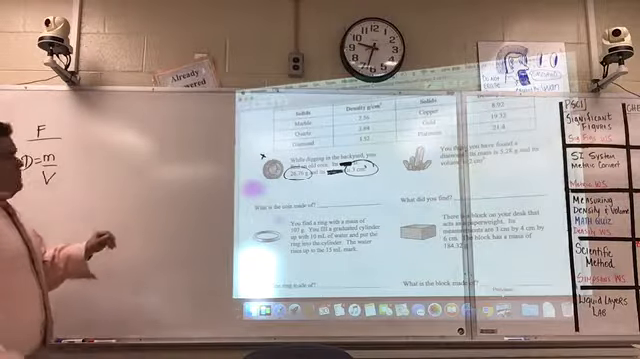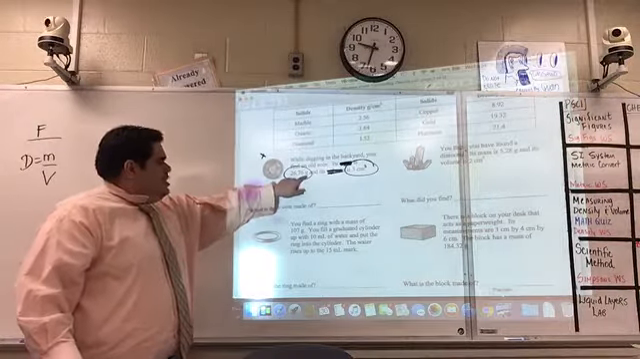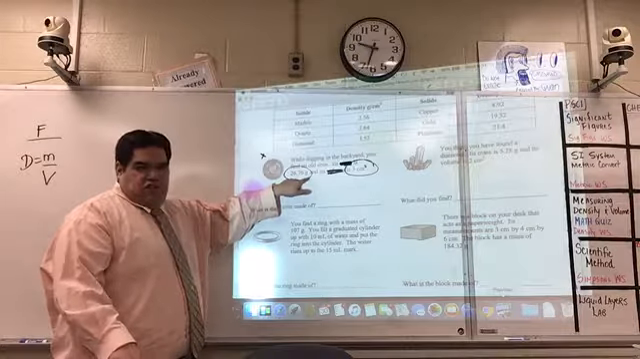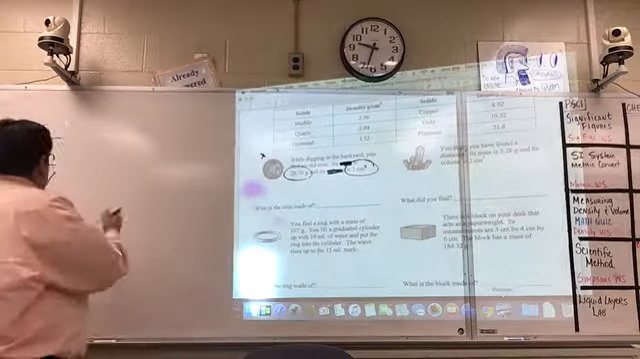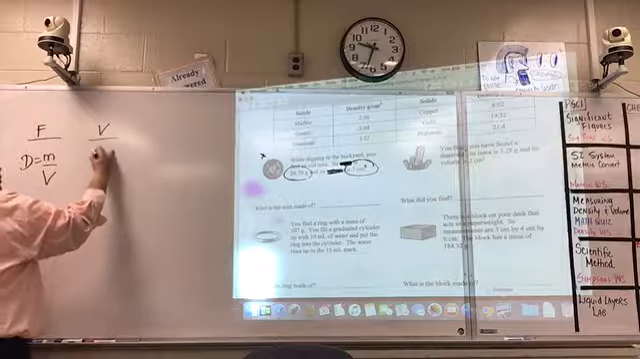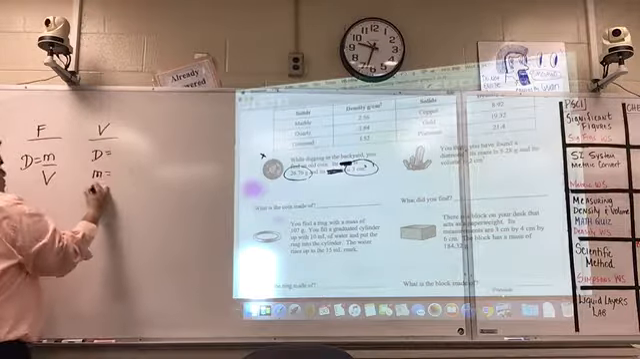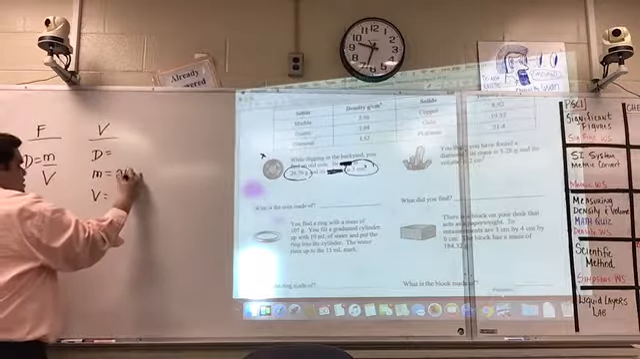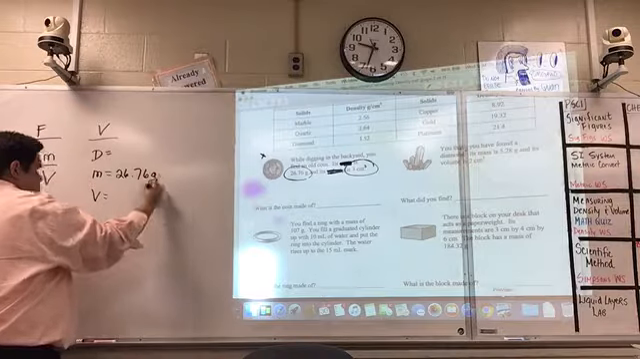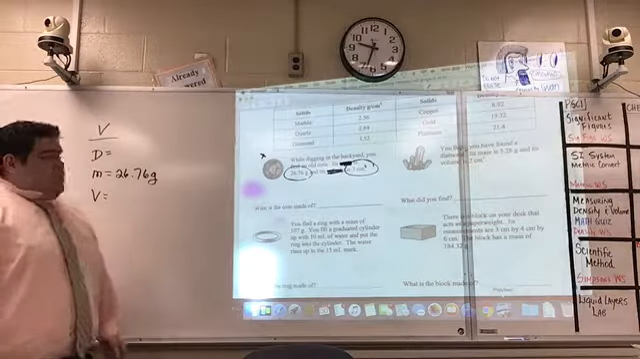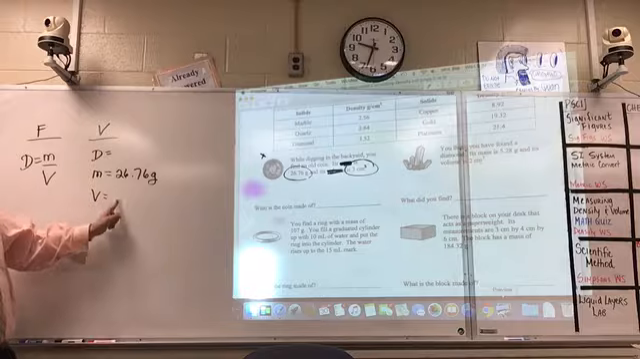So right now, 26.76 g. What do I measure in g? Mass. So now when I go over here to my variables, I'm going to say D equals, M equals, V equals. I know the M is 26.76 g. All right? So now I know this. I need to look for the density or I need to look for the volume.